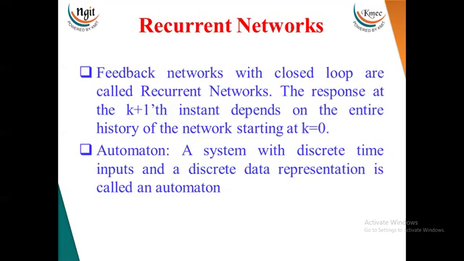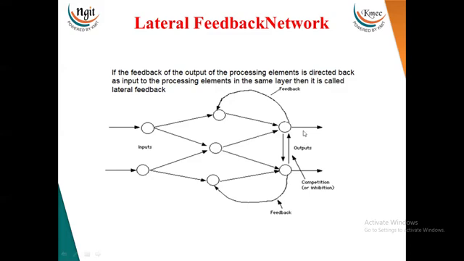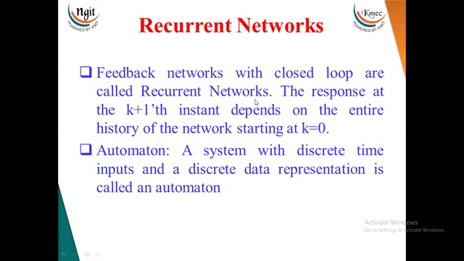Okay, next one is recurrent networks. So what are recurrent networks? These are in a closed loop. If you see here, within this particular loop itself, it will work. If you go here, again update, again I'll come here, again update, again come here. So it is a closed loop. These recurrent networks will have closed loops and the response will be at the k plus 1 instant.